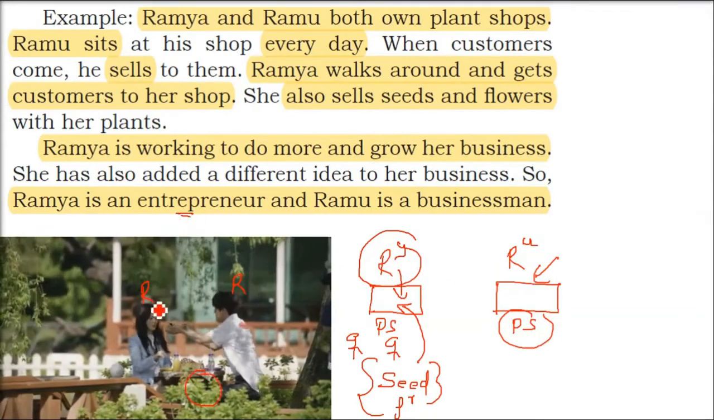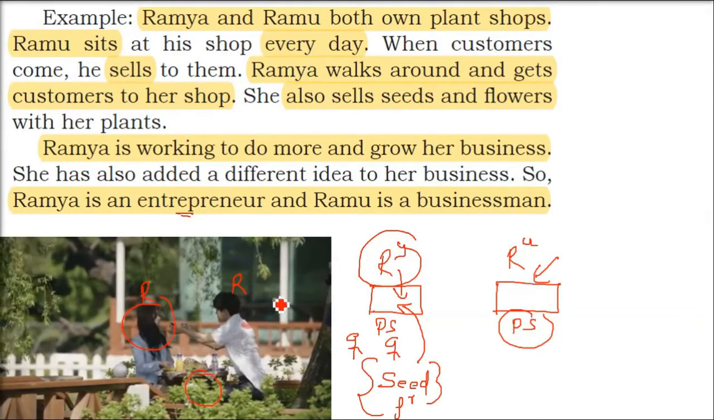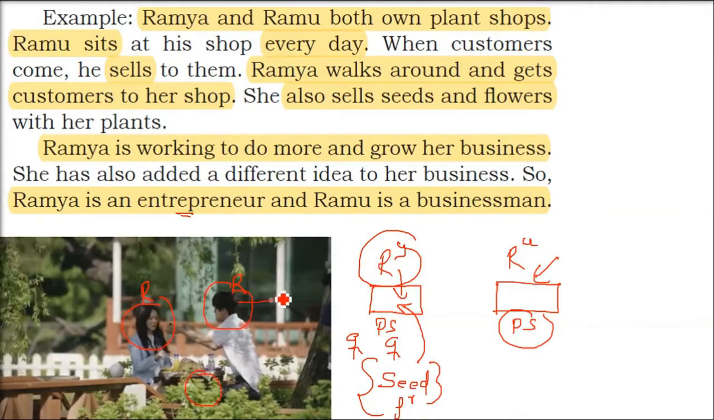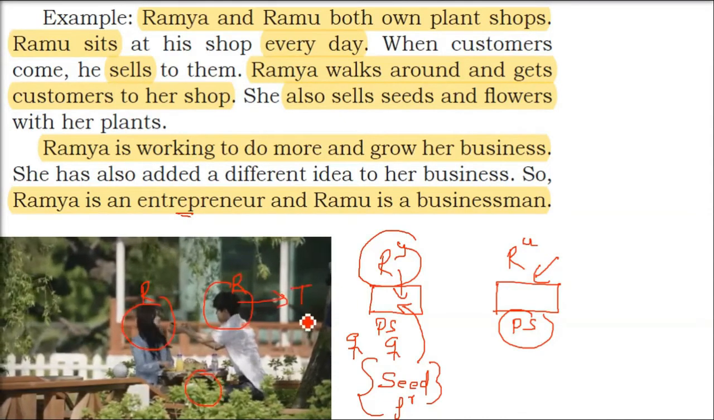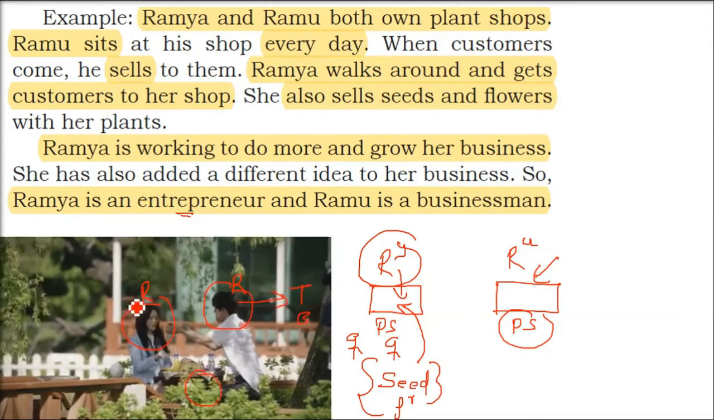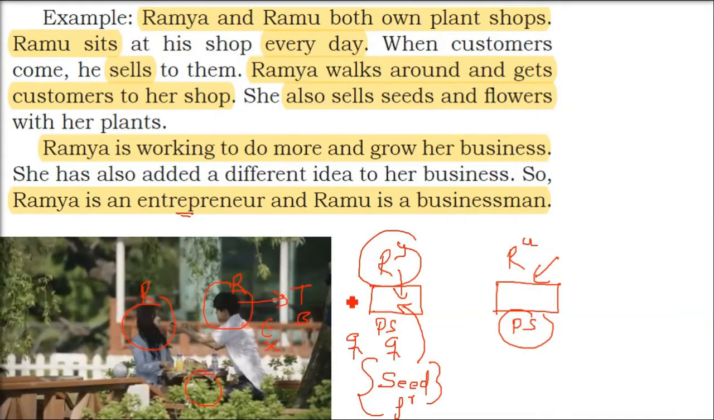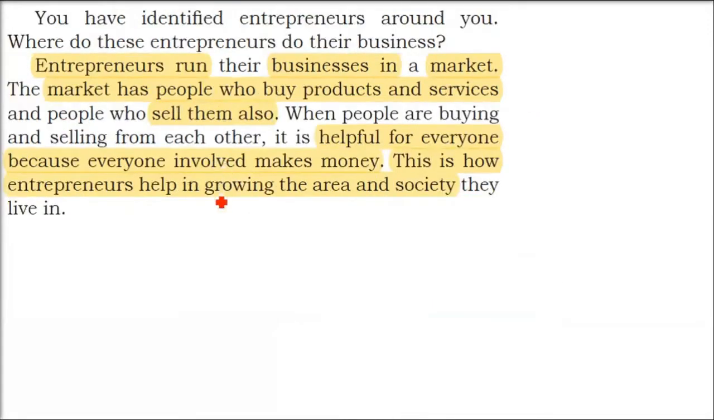So Ramya is an entrepreneur. Ramya is working hard to do more, to grow her business. Ramu is just a businessman. He's not doing anything to grow the business.